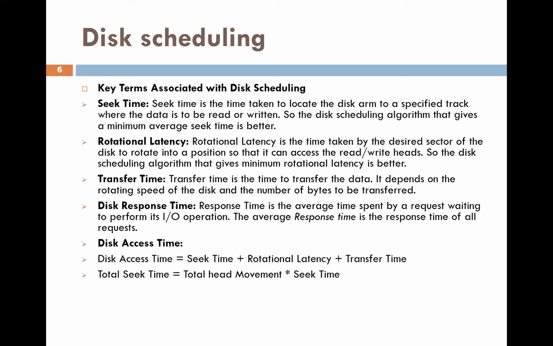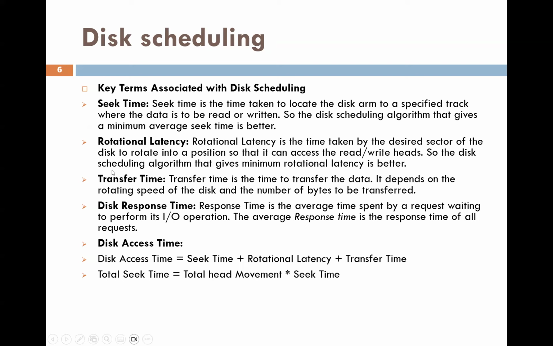Seek time is the time taken to locate the disk arm to a specified track where the data is to be read from or written to. The time it takes to locate that particular arm is the seek time. The disk scheduling algorithm that gives the minimum average seek time is better.